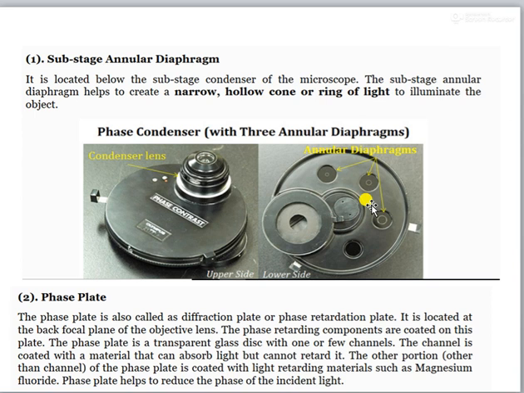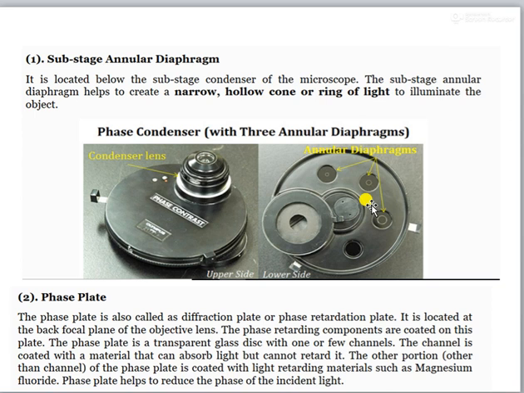Now, in addition to the annular diaphragm, we also have a phase plate. The phase plate is also called the diffraction plate or the phase retardation plate, and it is located at the back focal plane of the objective lens. And the phase retarding components are coated on this particular plate.